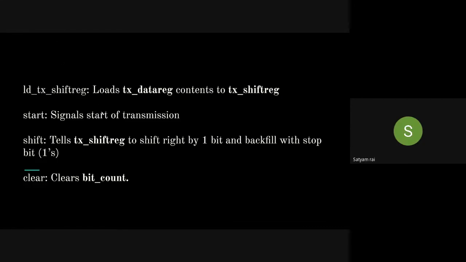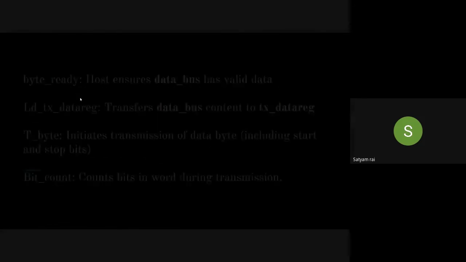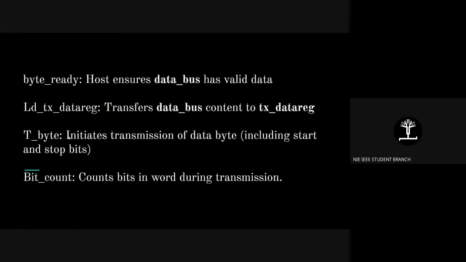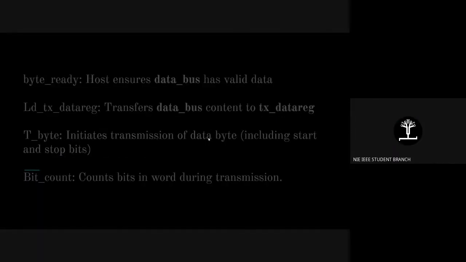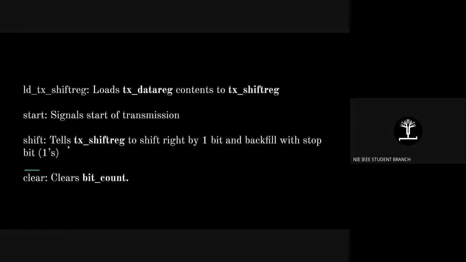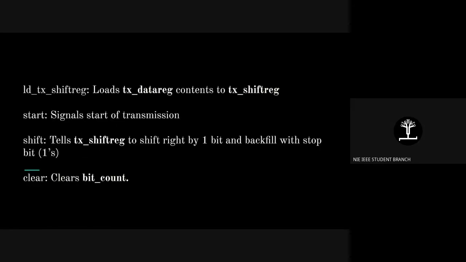T byte tells the controller to start transmitting. T byte initiates transmission of a data byte. Don't get confused between T byte and start. Start is just a 1-bit signal that signals the start of transmission. It'll just tell, probably, the receiver.